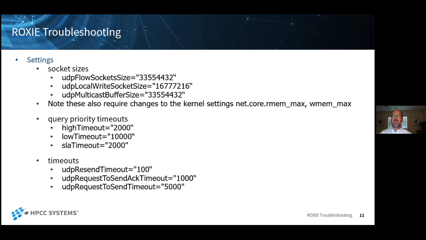ROXIE configuration settings to note. We set some ROXIE config parameters to help with performance and reliability on large clusters. We increase the default socket sizes used, which can really help prevent UDP packet drops. This requires some kernel parameter changes as well. The net.core.rmem_max and wmem_max need to be increased. We use these timeout settings for the 3 queue priorities, and we adjust these UDP timeouts as shown.